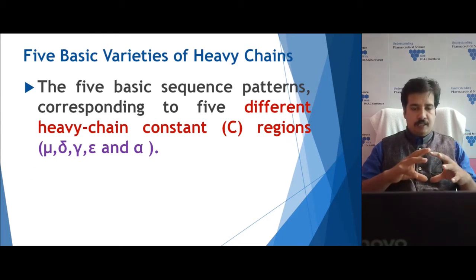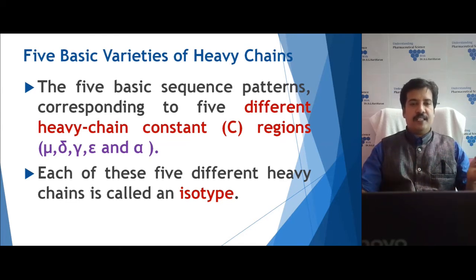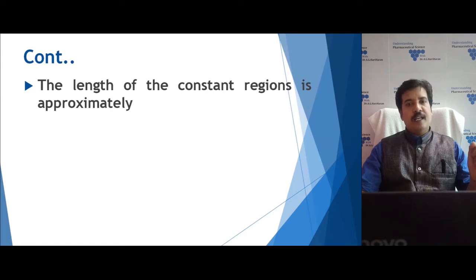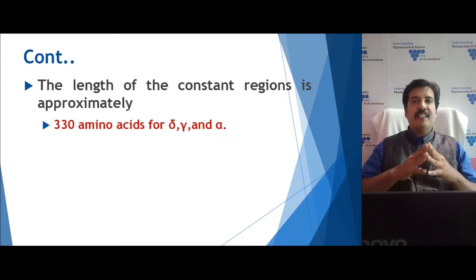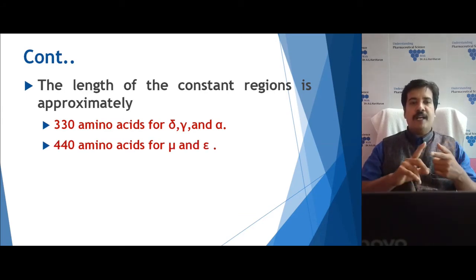So these are the basic classification of the immunoglobulin, and each of these 5 different types can be further classified into subtypes also. This basic classification of the 5 we call an isotype. The length of this constant region is approximately the same in certain types of isotypes. If you see, there will be 330 amino acids in the constant region for delta, gamma and alpha, whereas 440 amino acids in mu and epsilon.